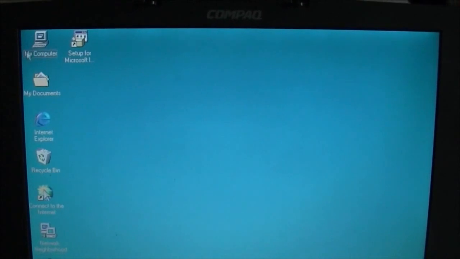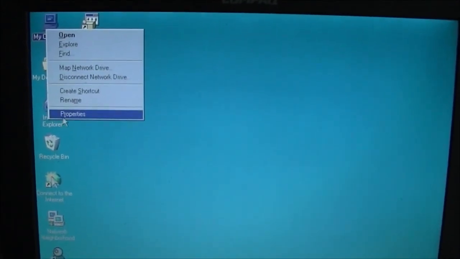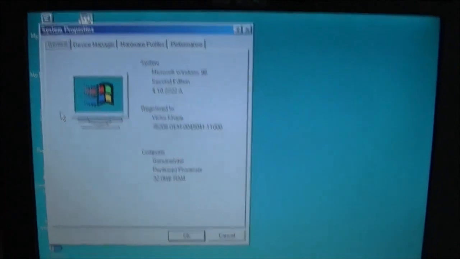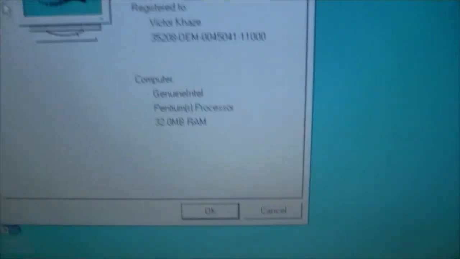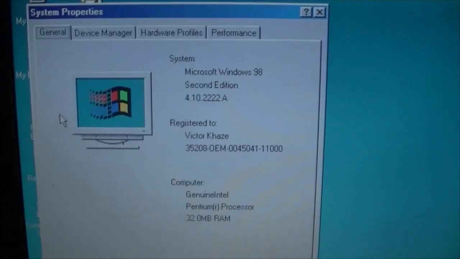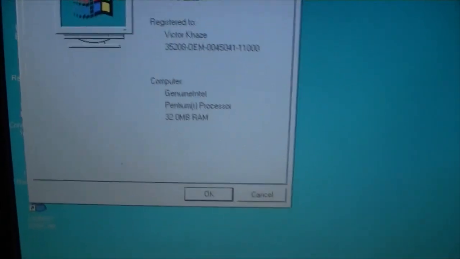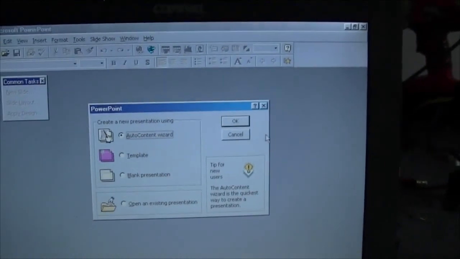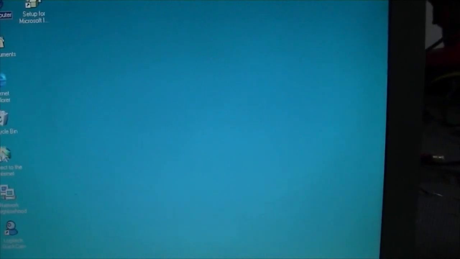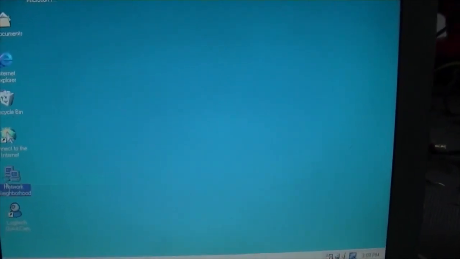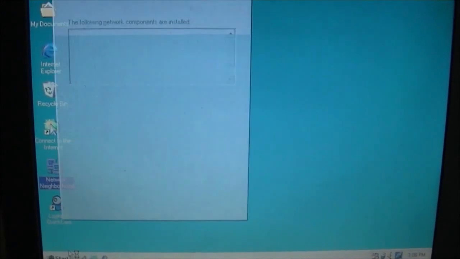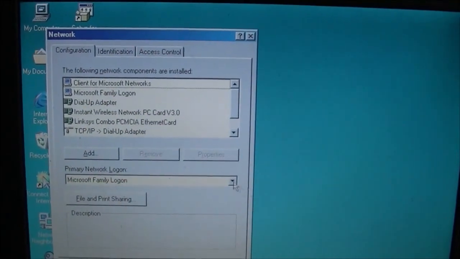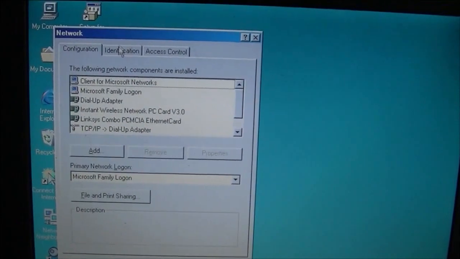You can feel free to stop watching now. This is just me gushing. Properties. What's the name of the computer? What did I name this little guy? Look at this. Genuine Intel, 32 megs of RAM, Pentium processor. What's your name, computer? How do I find out your name? I have not used Windows 98 in forever. Maybe in the network properties? Identification, that may be it.